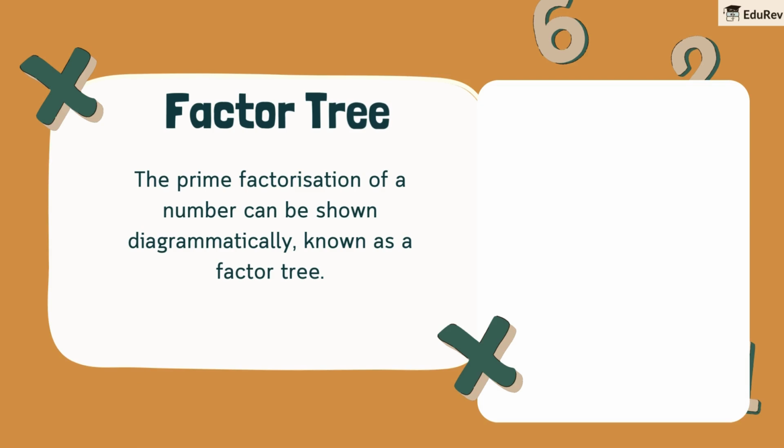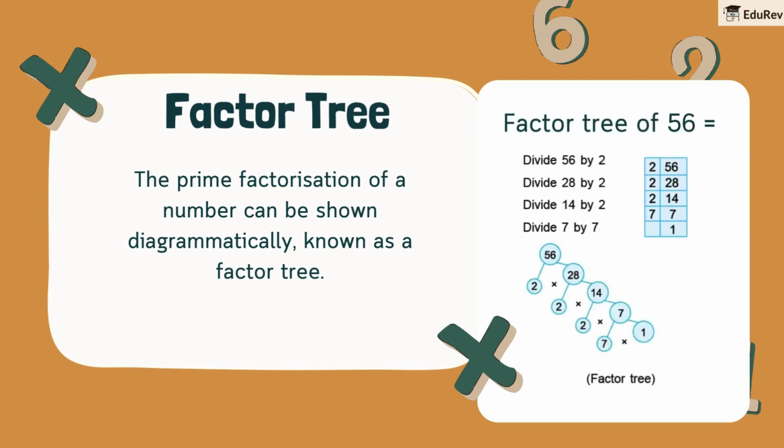Another way to visualize prime factorization is through a factor tree. For example, the factor tree of 56 can be shown by dividing it by 2 repeatedly until we reach prime numbers.